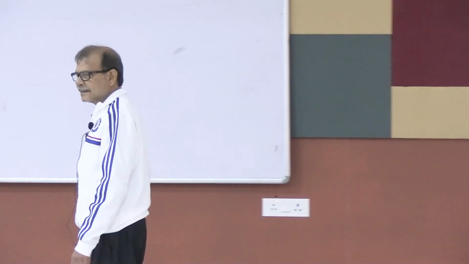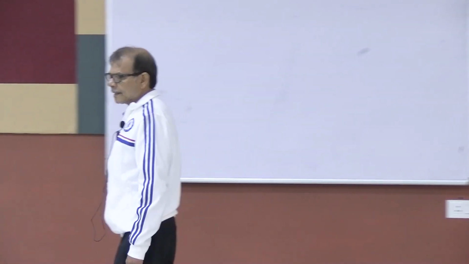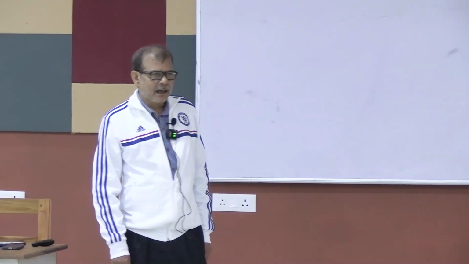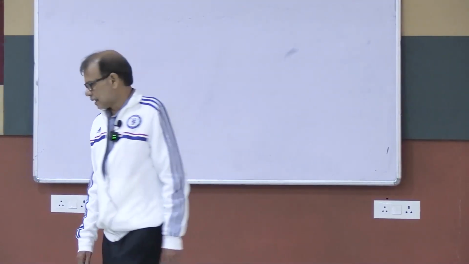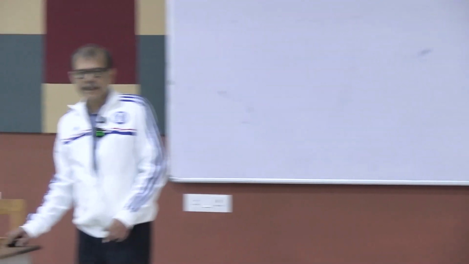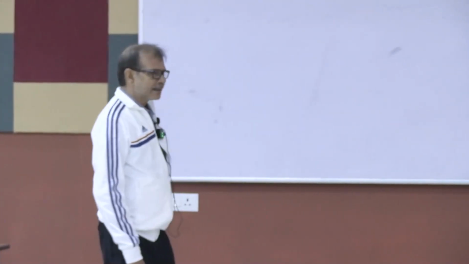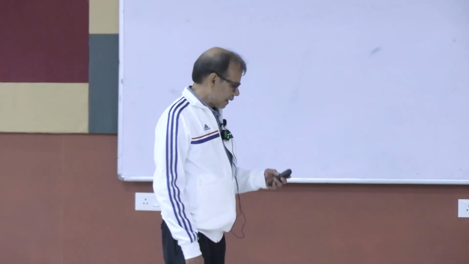Today's class is tachyarrhythmia. That means heart rate more than 100 beats per minute. Now, classification of tachyarrhythmia. Broadly, tachyarrhythmia can be 2 types: supraventricular tachyarrhythmia and ventricular tachyarrhythmia.